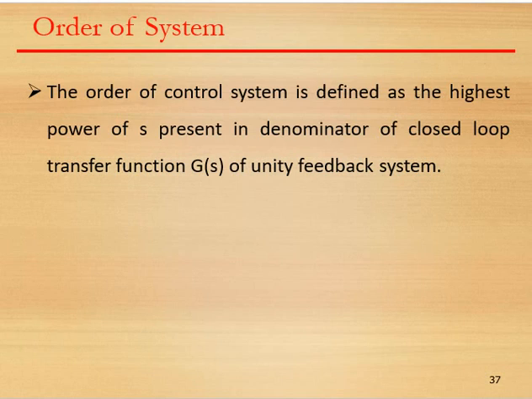Here we have to find the order of a system. So what is meant by the order of the system, that we have to study first. The order of a control system is defined as the highest power of s present in the denominator of the closed loop transfer function G(s) of a unity feedback system. In any unity feedback system, the power of s in the denominator of its transfer function is nothing but the order of the system.